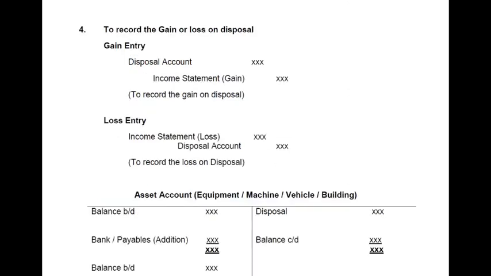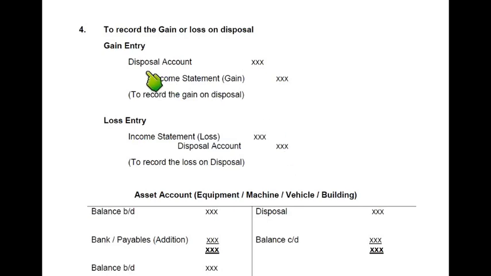And the last entry is gain or loss. If there is a loss, it is always debited. So the nature of the loss is debit. Why is loss debited? Because loss reduces our capital. The nature of capital is credit, so whenever we are reducing our capital, the loss will be debited to income statement. If income statement is debited, then again disposal account will be credited.